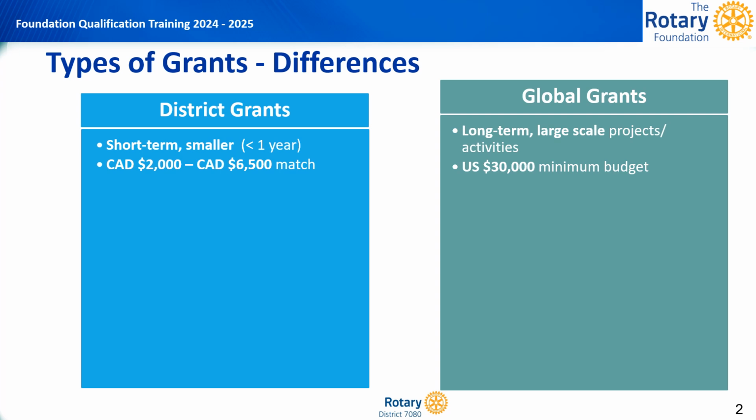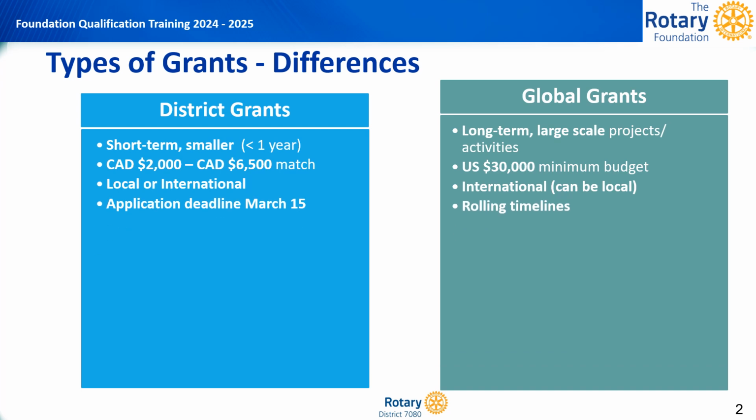There is no longer a minimum for global grants, but the minimum value of a project must be at least $30,000 US. Additionally, district grants are always funded in Canadian dollars, while global grants are funded in US. District grants can be used for local and international projects, while global grants are most commonly used for international projects. They can, however, be used to fund local projects if there is an international sponsor from outside of the project country, or in our case, from outside of Canada.